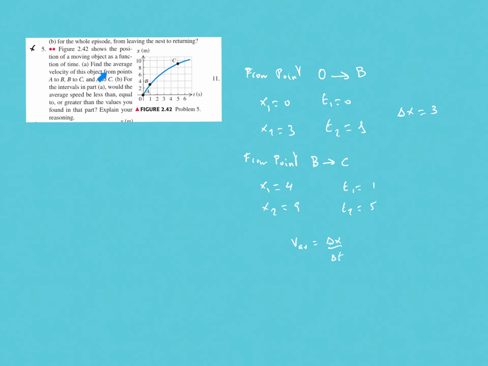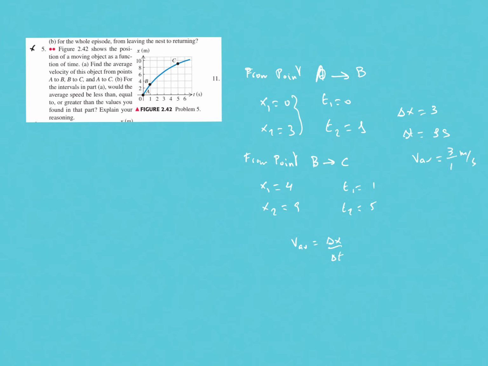So the problem says find the average velocity between A and B. The initial position is 0, and at point B, the final position is 3. The initial position happened at time t1 equals 0, and the final position happened at t2 equals 1. So the change in position is 3 meters, and the change in time is 1 second. So the average velocity is 3 divided by 1 meters per second, and the problem is done.